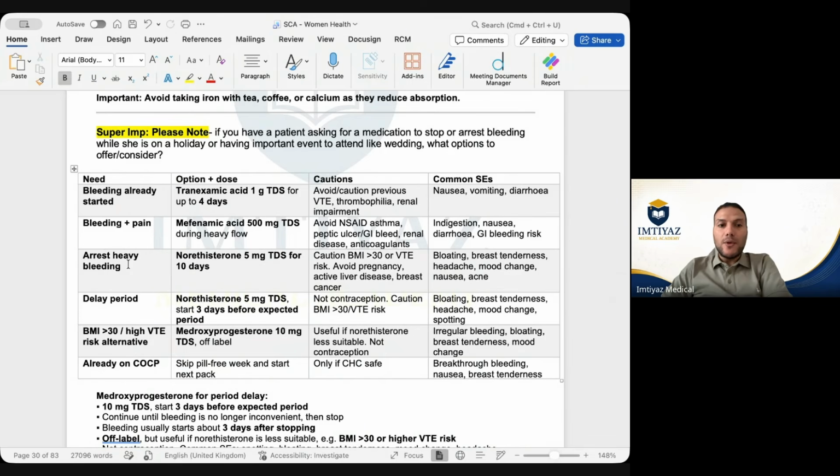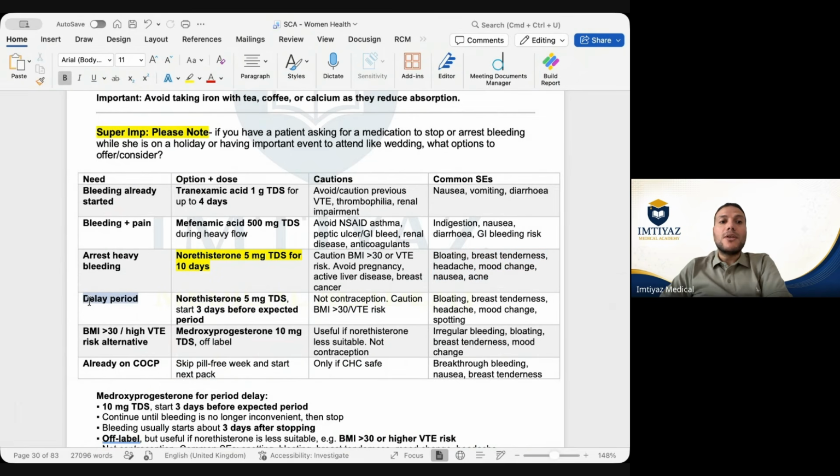If someone has heavy bleeding and we need to arrest the bleeding, another option is norethisterone, 5 milligrams 3 times a day for 10 days. That will arrest her bleeding. And if she's going for a holiday, a wedding, or a graduation ceremony, she can use this tablet. But with norethisterone, take caution if her BMI is more than 30 or if there is any history of DVT or VTE risk. Also, if she's pregnant, we cannot give it. With any active liver disease or breast cancer, we cannot give it. Side effects are bloating, breast tenderness, and so on.